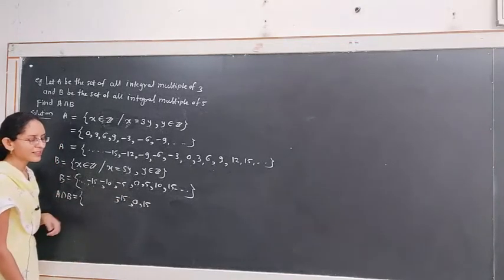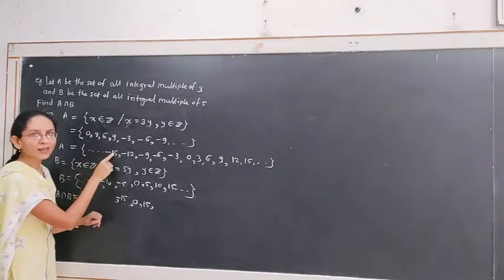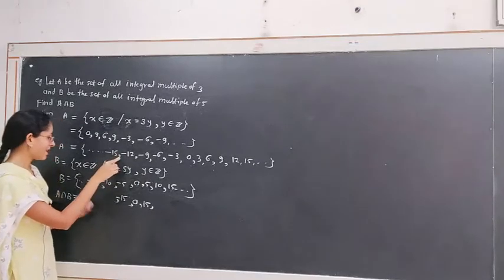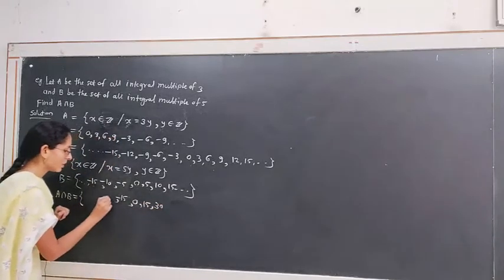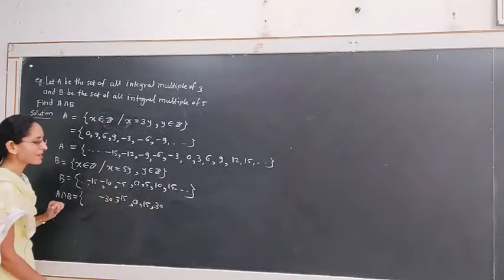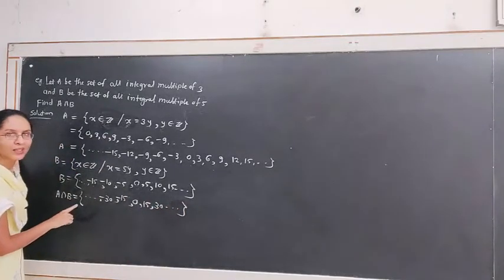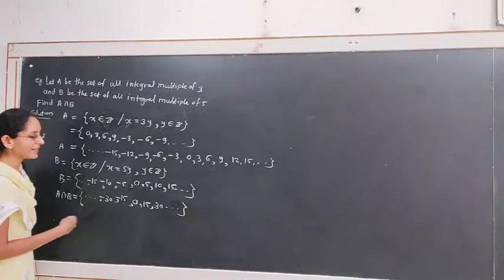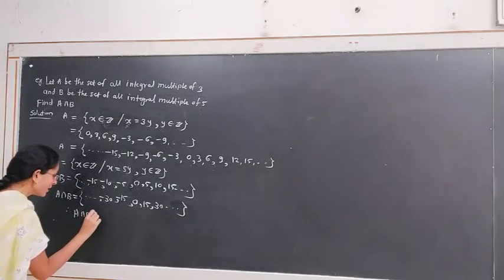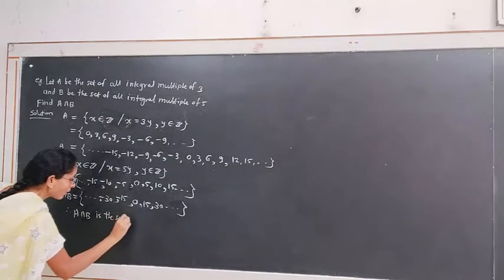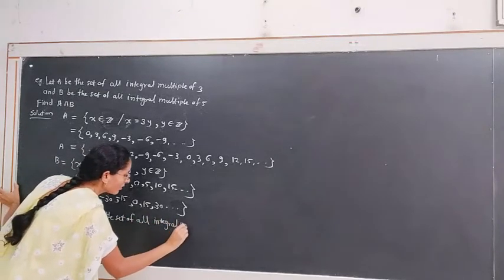The next element is a multiple of 15. 30 belongs to set A because 30 is an integral multiple of 3. Also 30 is an integral multiple of 5. Hence 30 belongs to the intersection. Similarly minus 30 belongs to this intersection and so on. Means this A intersection B is the set of all integers that are integral multiples of 15. Hence A intersection B is the set of all integral multiples of 15.